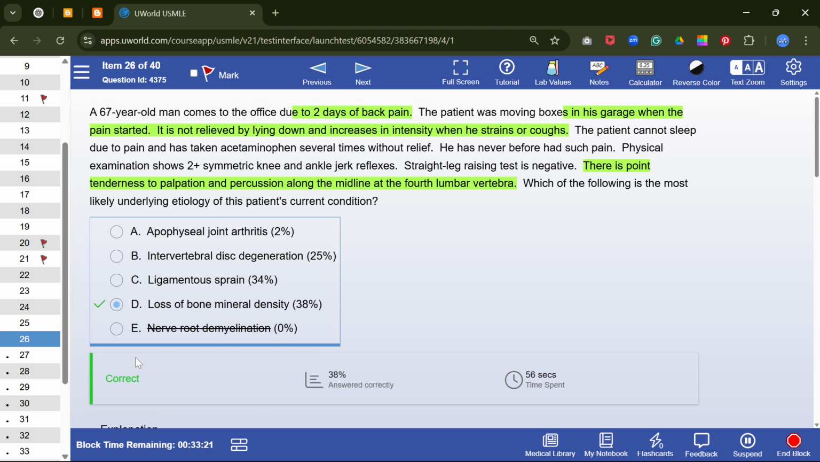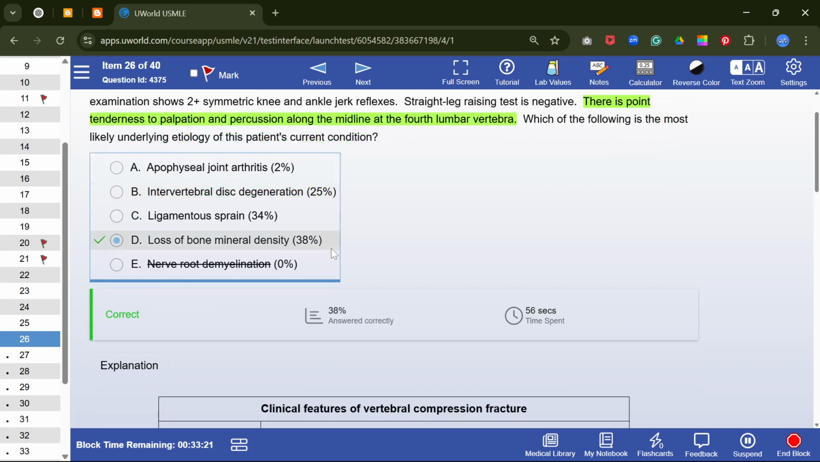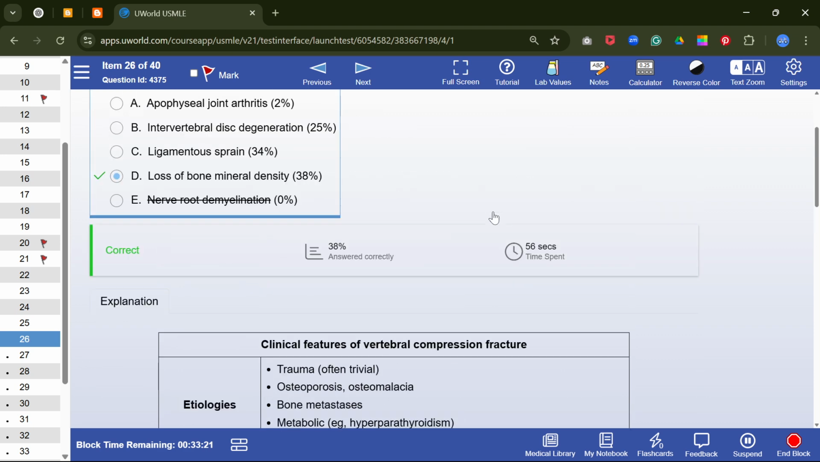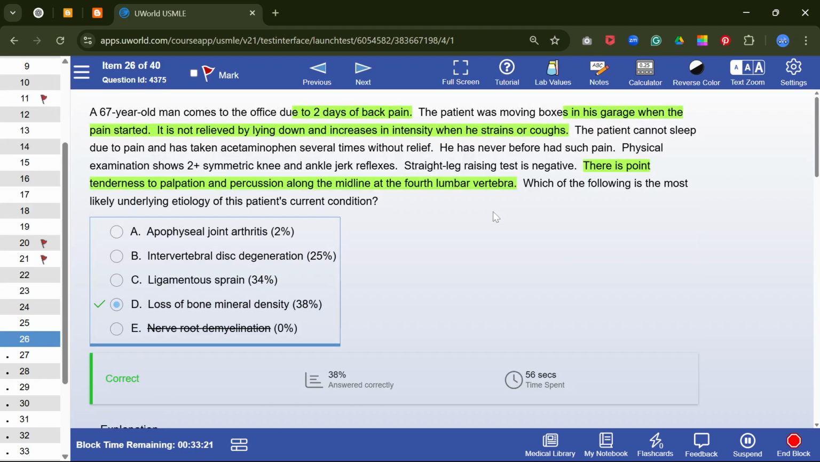What is your diagnosis? Yes, VCF, vertebral compression fracture. And look at the age. Age is 67, so above 65, think about osteoporosis in men.